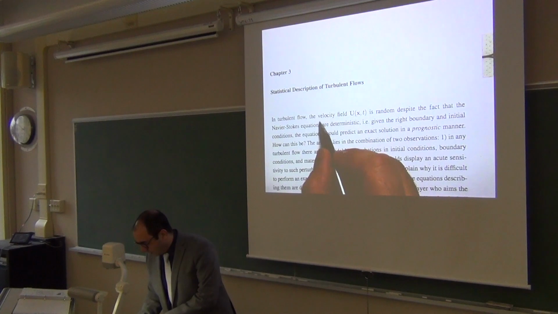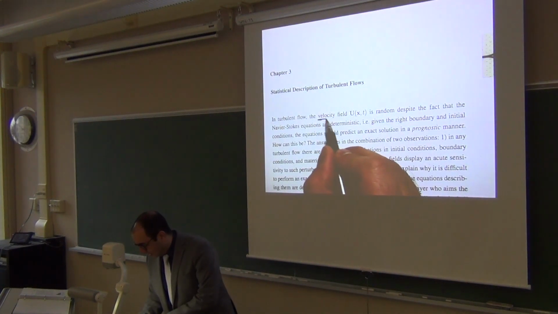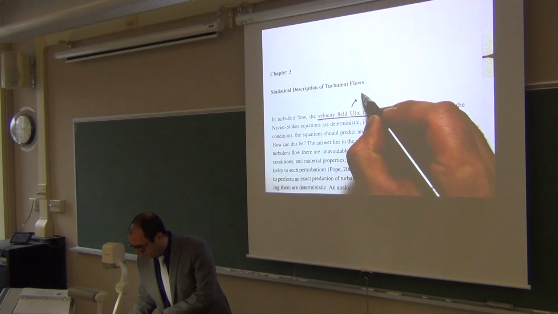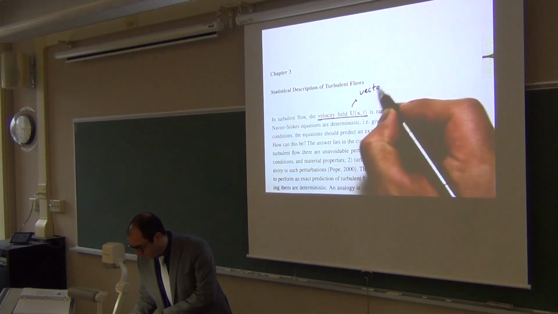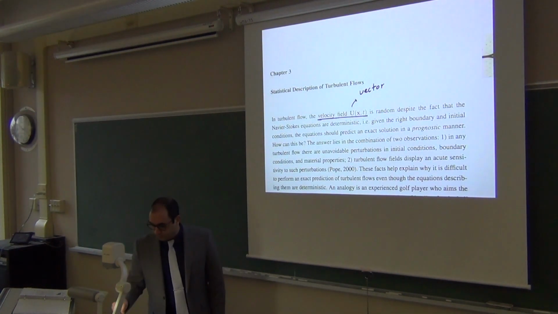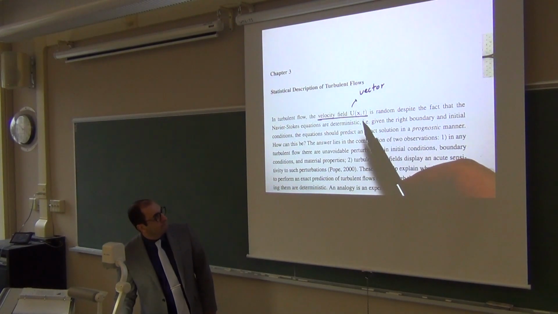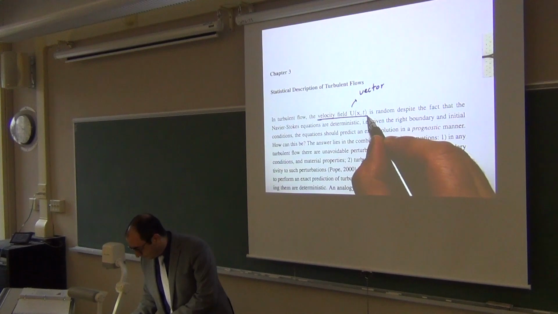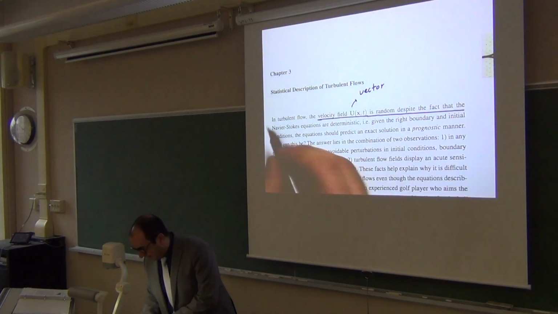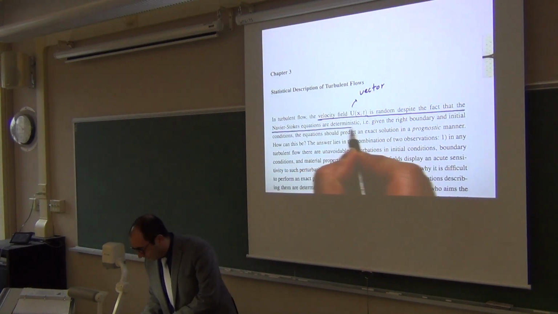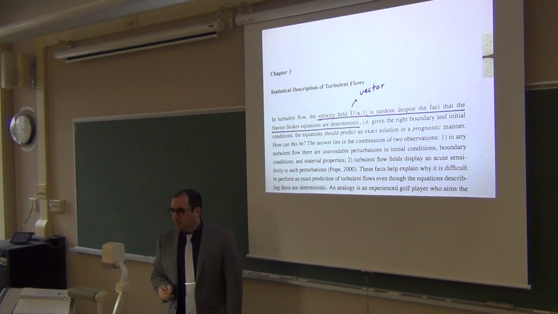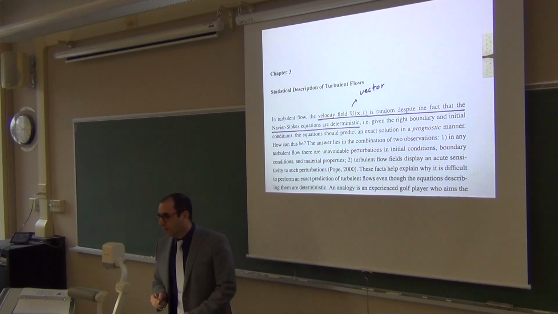If you look at the velocity field u, and we talked about u as being a vector, it is a function of position vector x and time. We claim this to be random, despite the fact that the Navier-Stokes equations are deterministic. So that's bizarre. We did not expect this. Why did this happen?